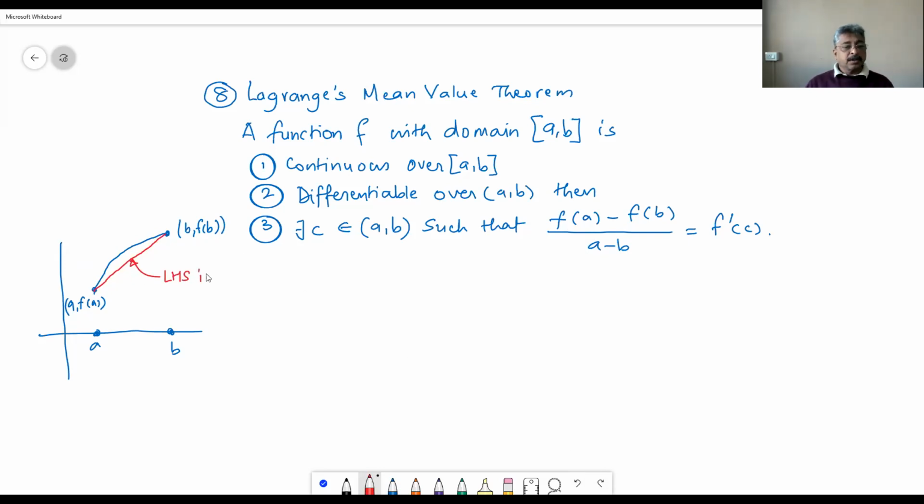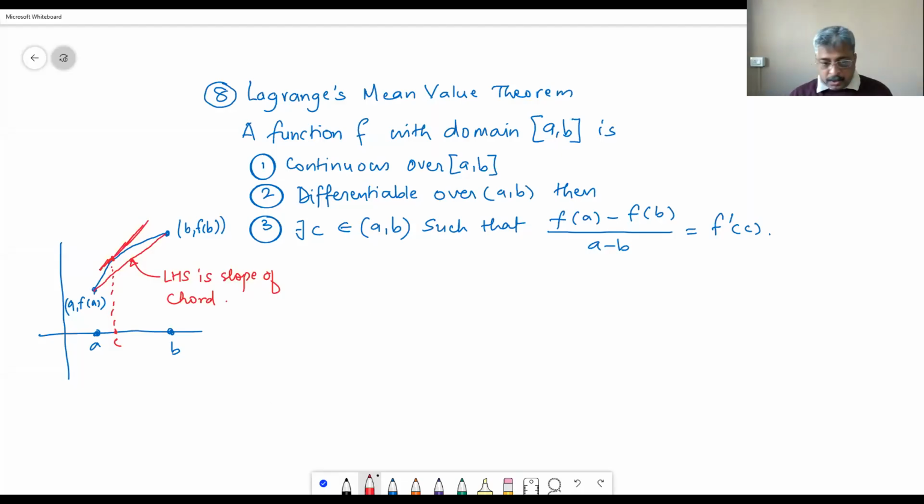It is slope of this chord. LHS is slope. What is RHS? There exists C somewhere between open interval A and B. There will exist C such that somewhere you have a tangent, which is parallel to this chord, and maybe this point is yours. Okay, something like this. This is yours. That is the meaning of this. So I give you time to deal with this theorem. Try to write down a complete correct proof. Maybe after 5 minutes we discuss it.